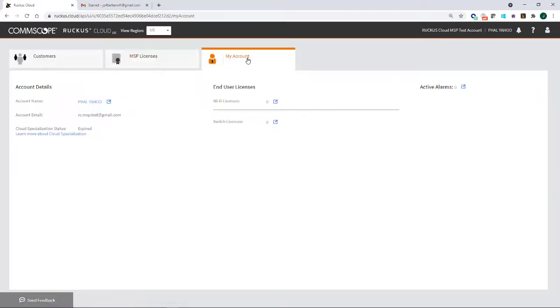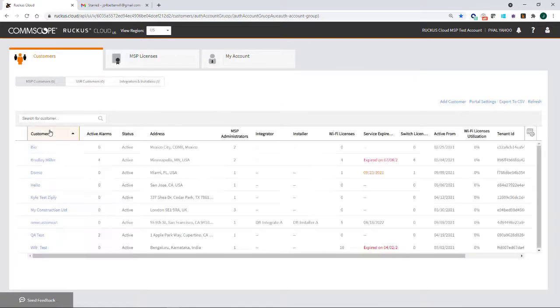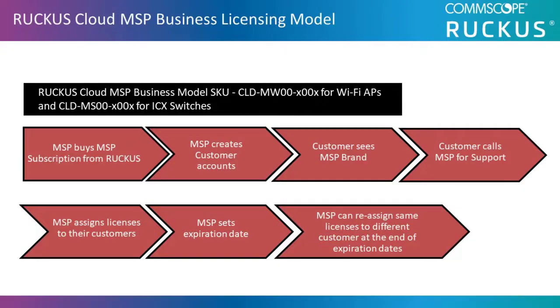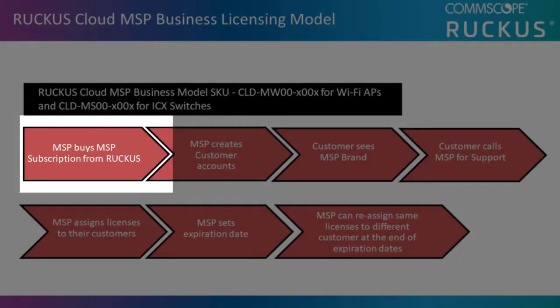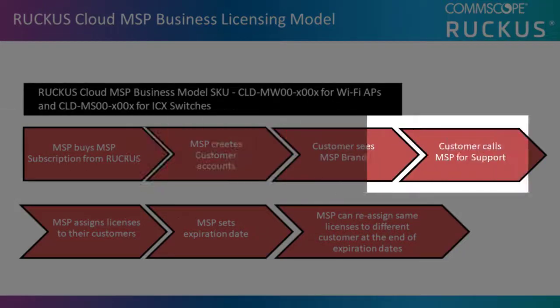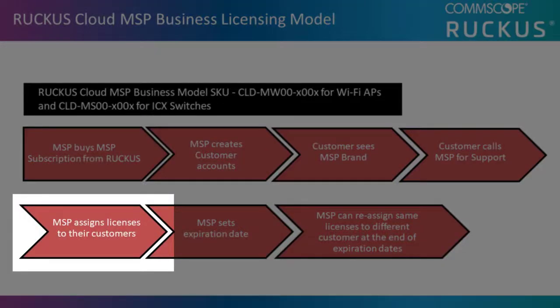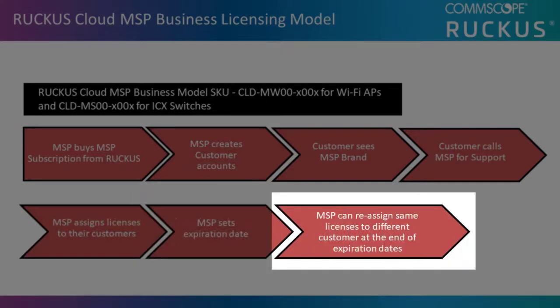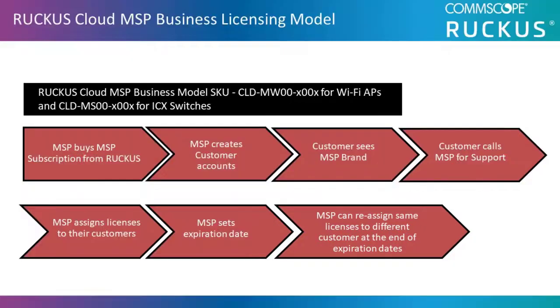Under My Account, that would be the information for the account users, who is the account manager, and the account email, and so forth. So back under Customers, what we're going to do is add an MSP customer. So for MSP customers, the MSP buys the subscription licenses from Ruckus, creates customer accounts with their own MSP brand, and the customer calls the MSP for all Level 1 and Level 2 support. The MSP will then assign the licenses to their customers. They will set the expiration date, and then they can reassign the same licenses to a different customer at the end of the expiration dates if required.